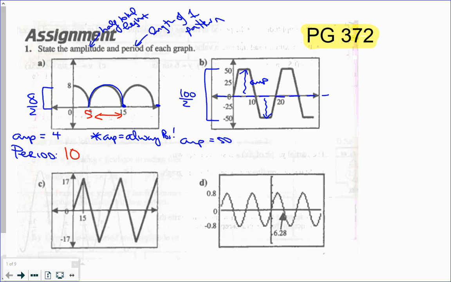So this goes from 0 to 50. This also goes from 0 to 50. So the amplitude for both of those bits is positive 50. It's not positive 50 and negative 50. They're both positive 50. Okay.